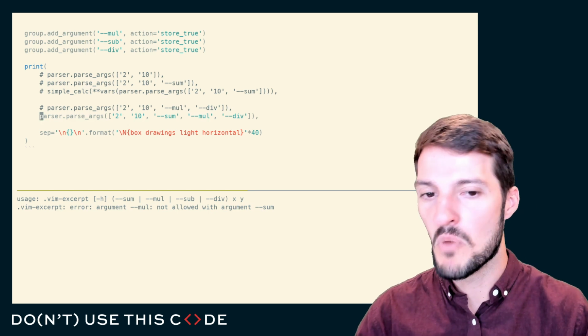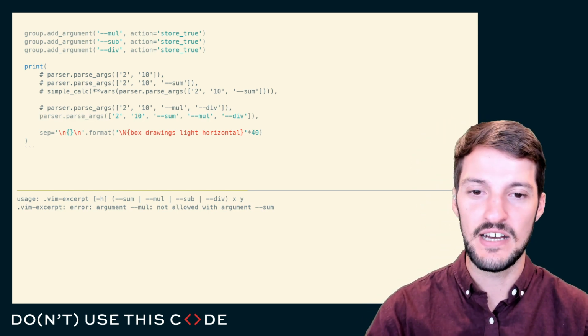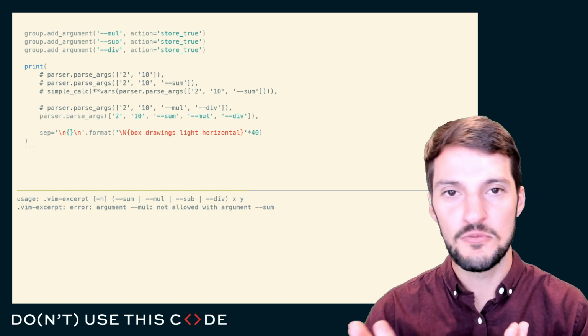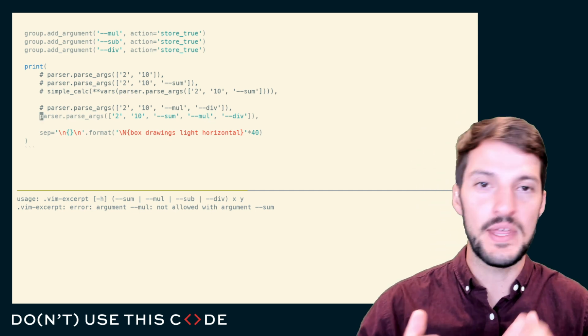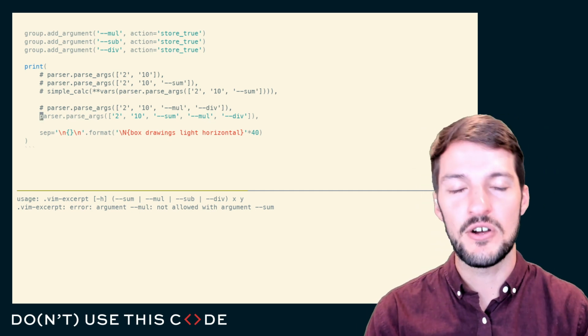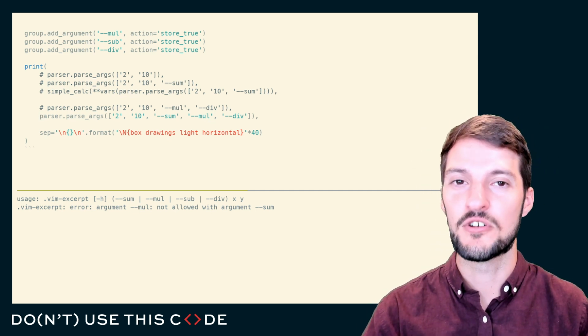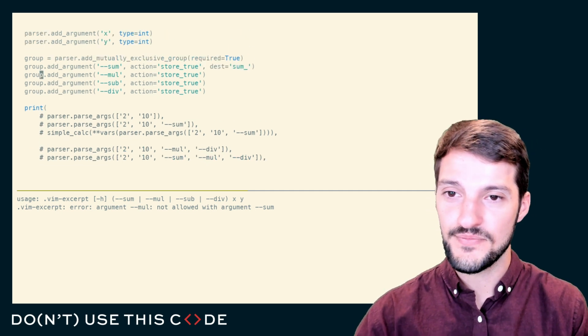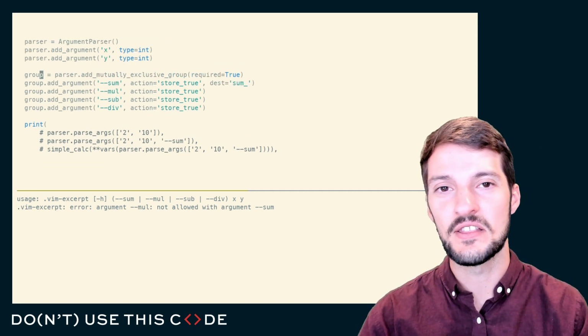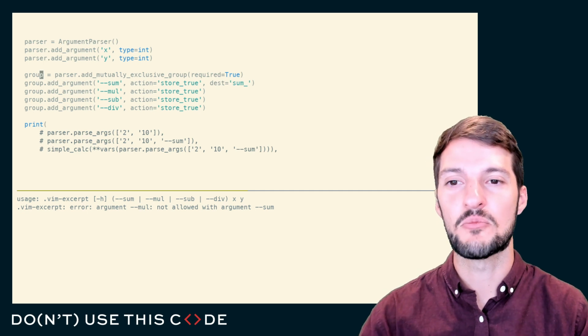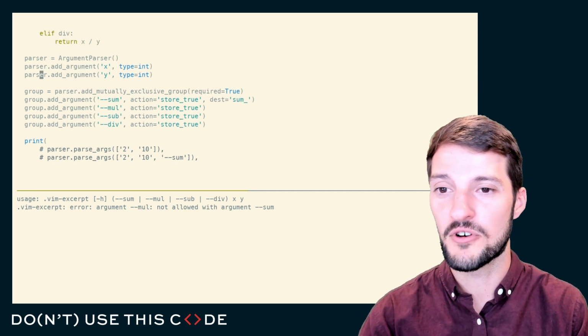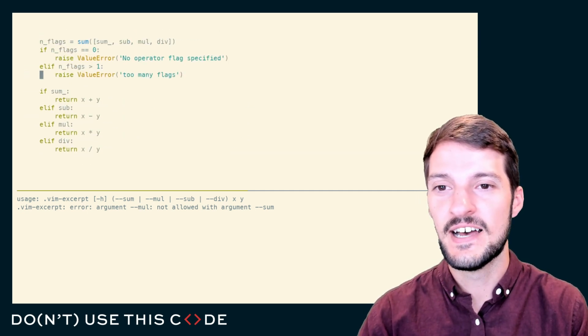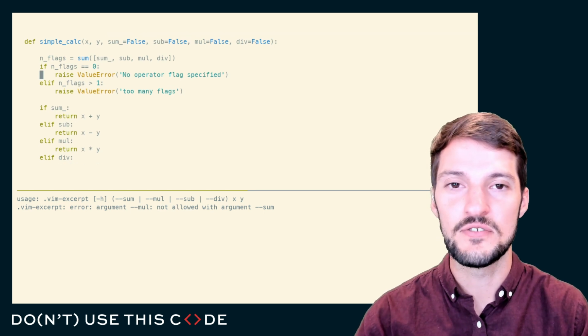I don't get the most helpful error. I get mul is not allowed with sum. I wish it told me that mul was not allowed with, and then listed all the options, but argparse is actually a very flexible library. You can pass in custom help and custom error messages as well. But you can see here that this logic already exists within the framework of Python's built-in library, and so we don't need to repeat it unless we're intending for our users to use this as well.